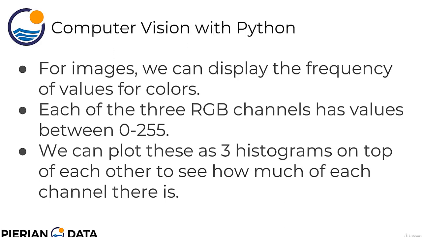Now for images, what we can do is display the frequency of values for colors. Each of the 3 red, green, and blue channels has values between 0 and 255. What we can do then is plot these as 3 histograms on top of each other to see how much of each color channel there is in an actual image.